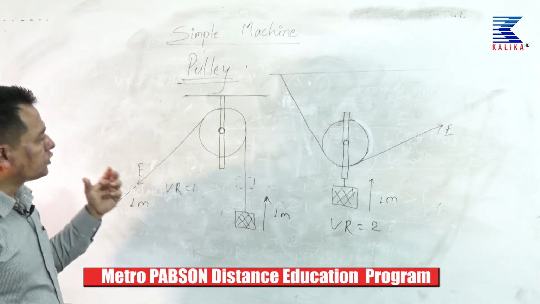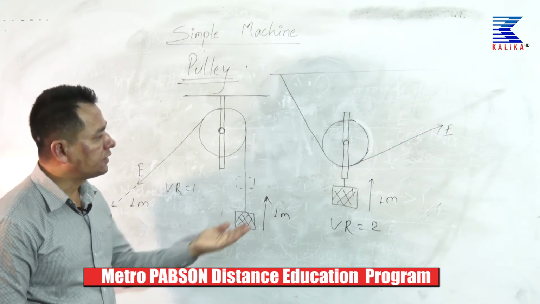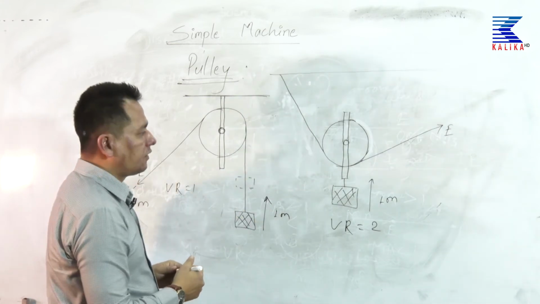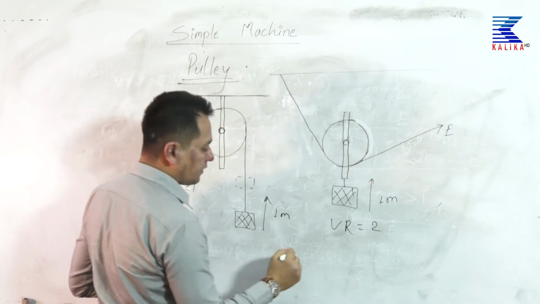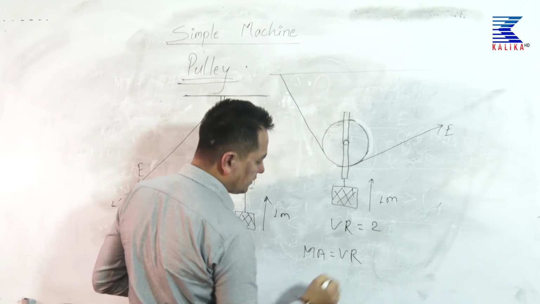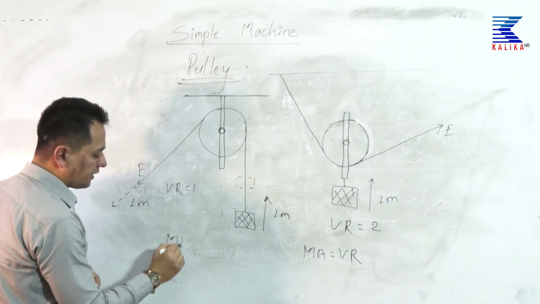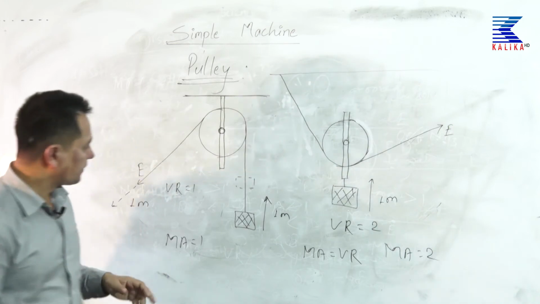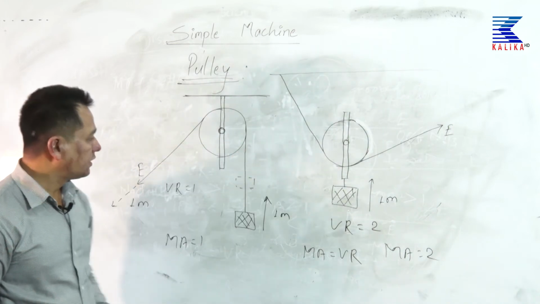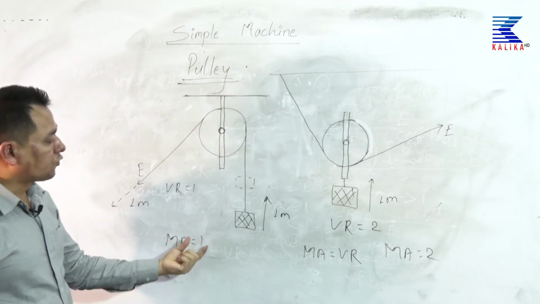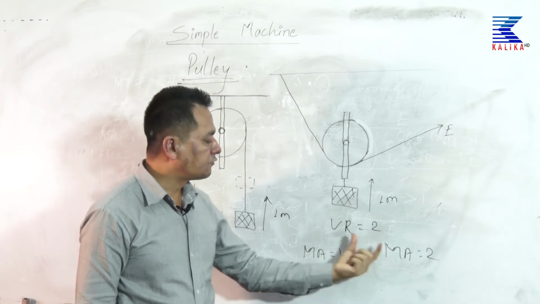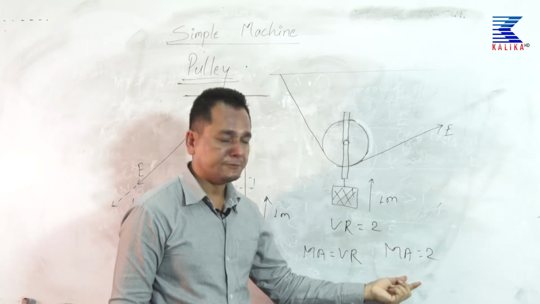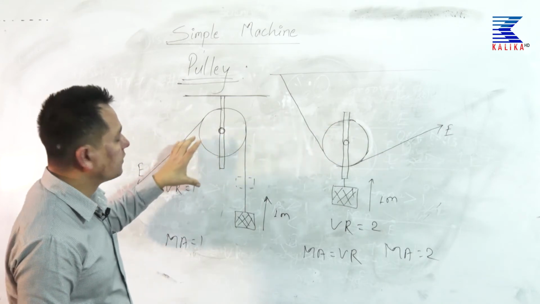So which one is easier for us to use? Definitely the single movable pulley. Why? If we assume these two devices are ideal, frictionless, then MA equals VR. So here MA equals 1, here MA equals 2. If these two devices are frictionless, then in the first one, the fixed pulley, mechanical advantage is 1. In the second one, the movable pulley, mechanical advantage is 2. So definitely the single movable pulley magnifies the effort applied. So this is better than the first one.